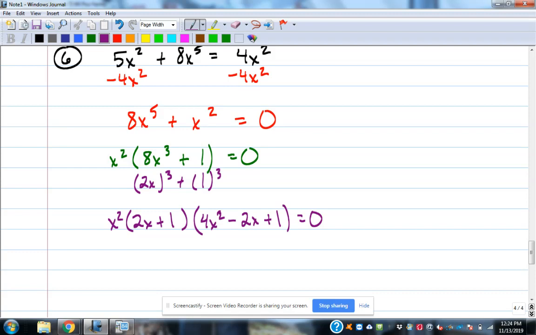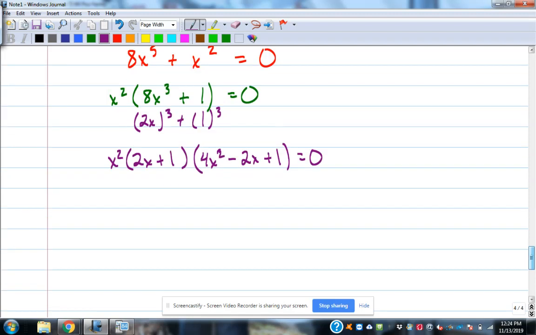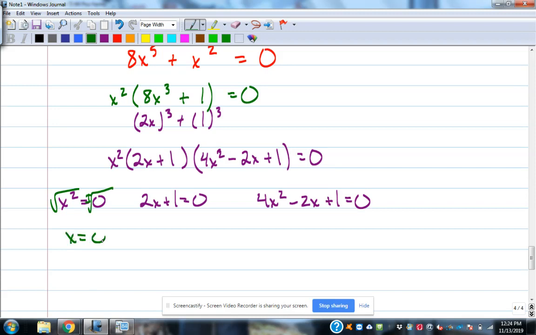I'm going to have to use the quadratic formula to solve it because it's not going to factor any further. So I'm not going to waste my time trying to do that. I'm just going to set x squared equal to 0, 2x plus 1 equal to 0, and 4x squared minus 2x plus 1 equal to 0. Take the square root. X equals 0, but what do we know about it? It's a multiplicity of 2 because it came from an x squared.